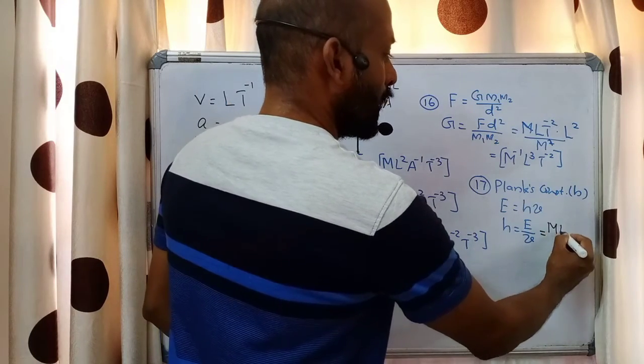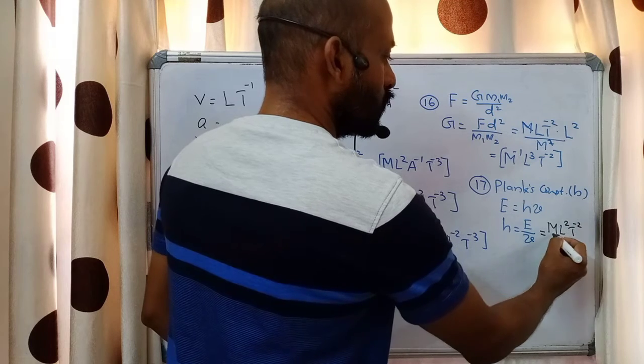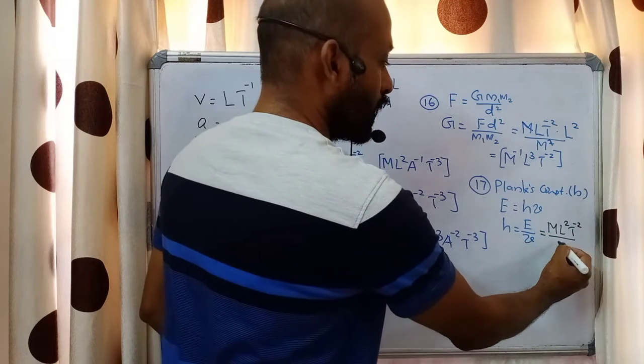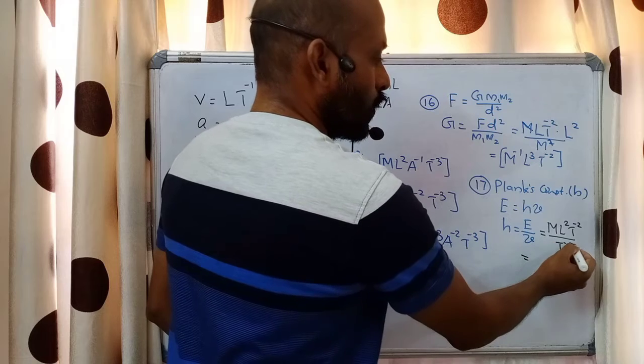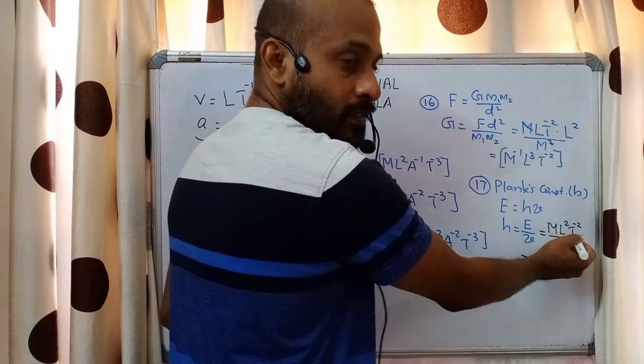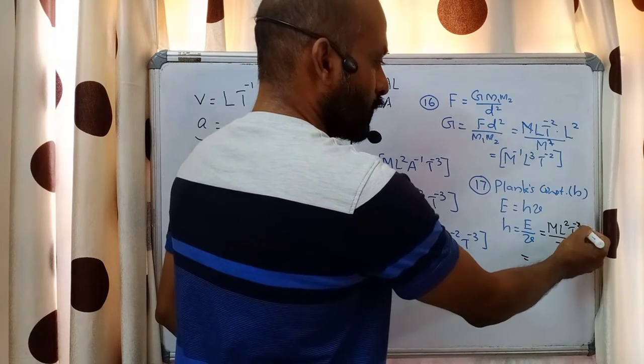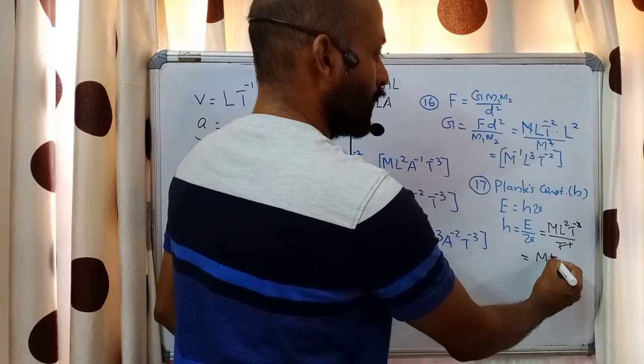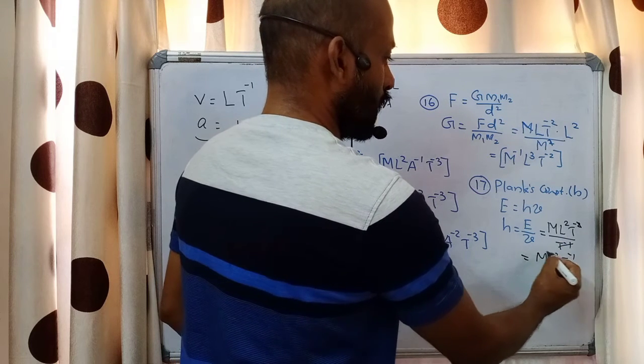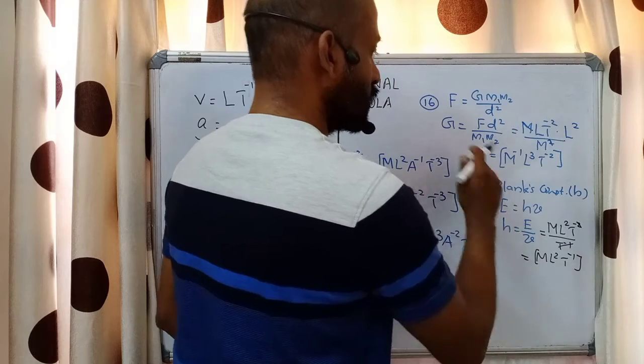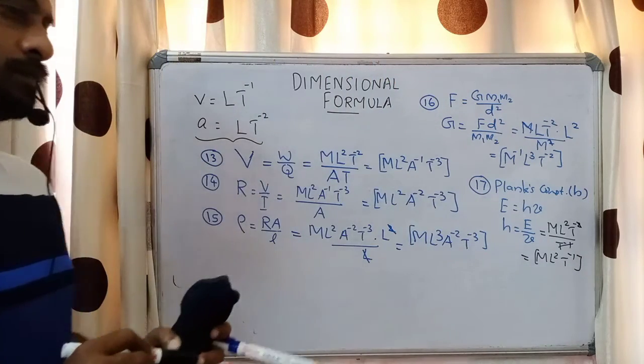It has dimension formula ML² T⁻². Frequency has dimension formula T⁻¹. T⁻¹ and T⁻¹ cancel, so the remaining will be T⁻¹. So what's the dimension formula? ML² T⁻¹. This is the dimension formula of Planck's constant.